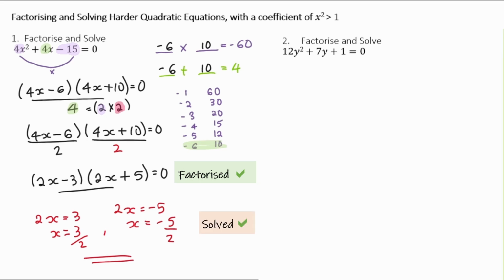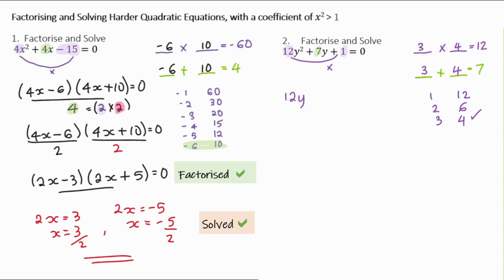For number 2, we first have to multiply 12 and 1, which gives us 12. And that means we are looking for two numbers that multiply to give us 12. And the same two numbers should add to give us 7. So the factors of 12 are 1 and 12, 2 and 6, and 3 and 4. The two factors that add to give us 7 are 3 and 4, so we are going to use 3 times 4 to give us 12, and 3 plus 4 to give us 7.